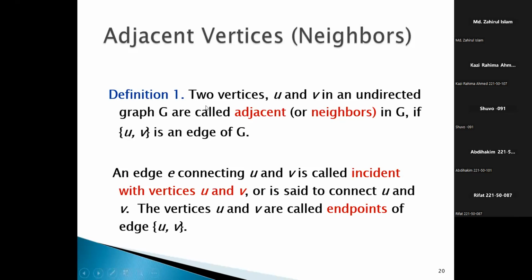Consider there are two vertices or two nodes u and v in an undirected graph. They will be called adjacent or neighbors if there is an edge between these two nodes. Do you get my point?